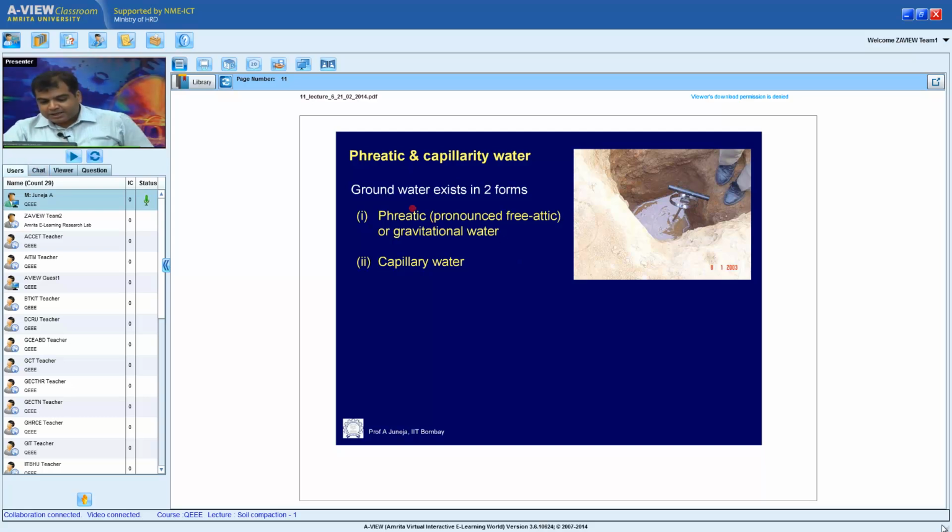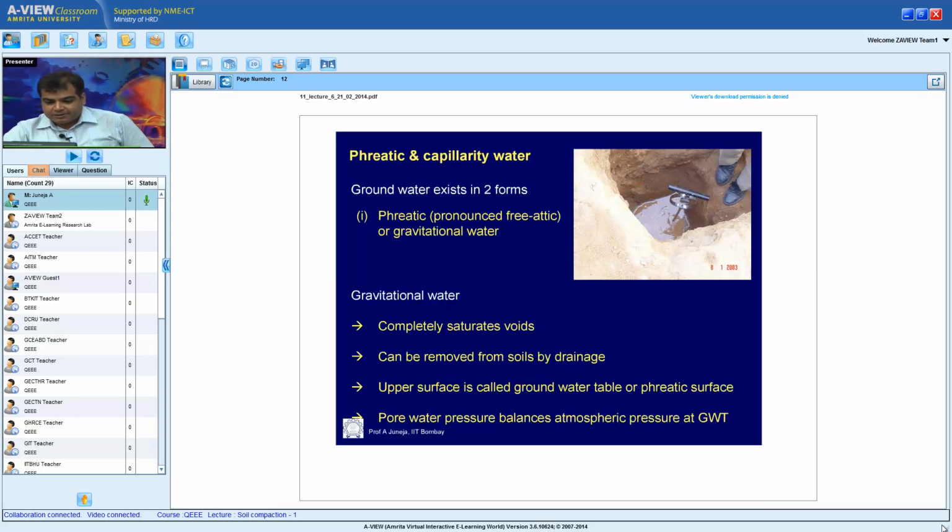So I'm going to discuss a bit on phreatic, that's the groundwater. That's the first one. Phreatic or the gravitational water has a few assumptions or well-known features. It will completely saturate the voids. So all the voids which are below the phreatic water would be saturated.